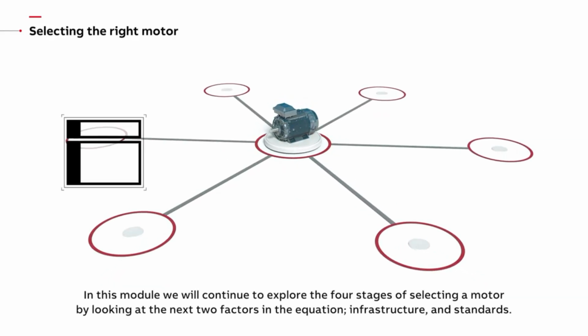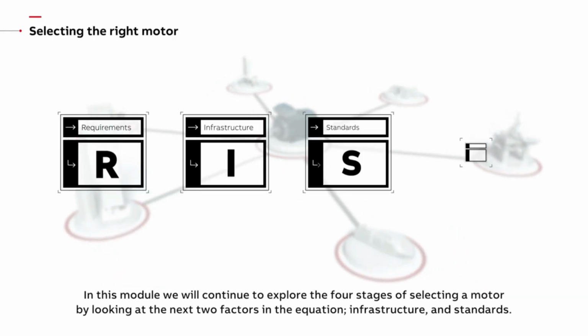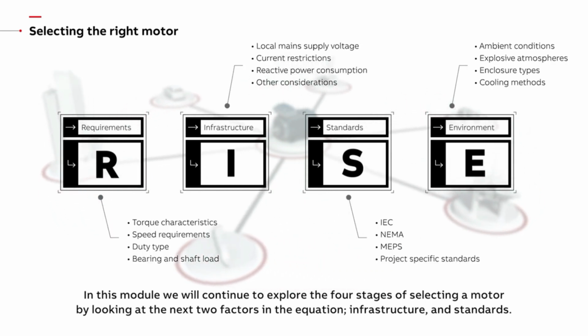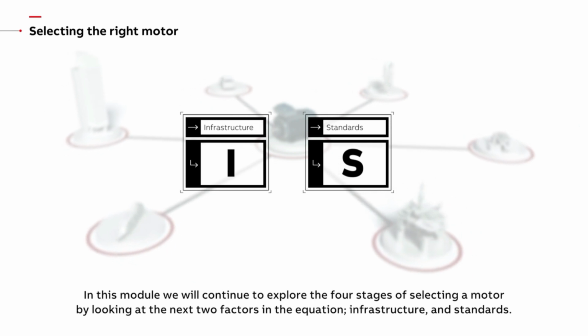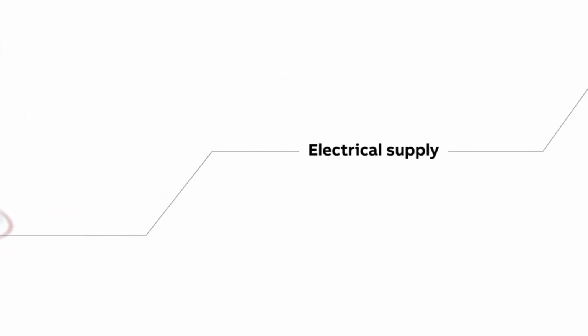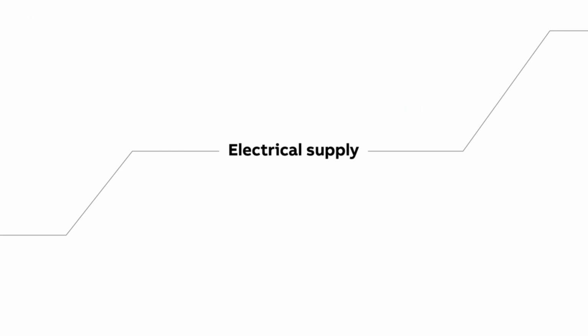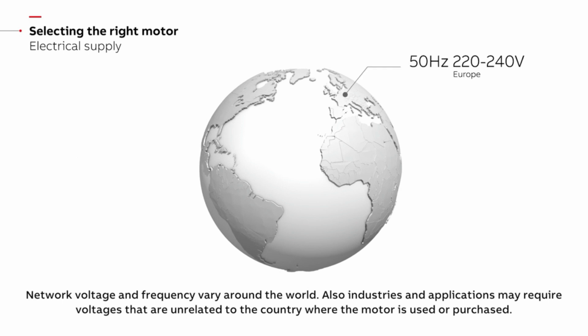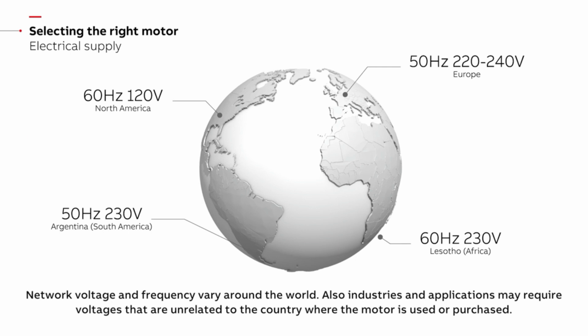In this module, we will continue to explore the 4 stages of selecting a motor by looking at the next 2 factors in the equation: infrastructure and standards. Network voltage and frequency vary around the world. Also, industries and applications may require voltages that are unrelated to the country where the motor is used or purchased.